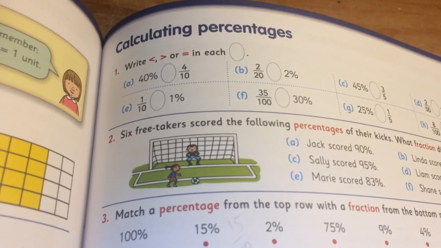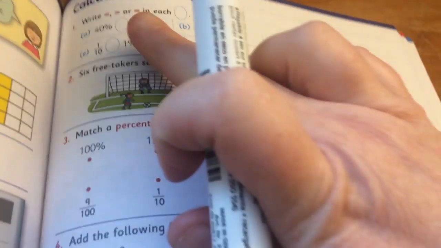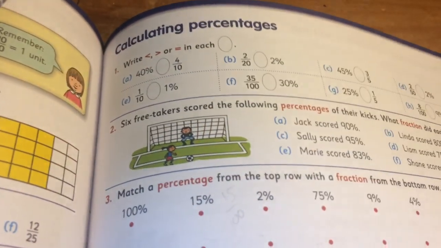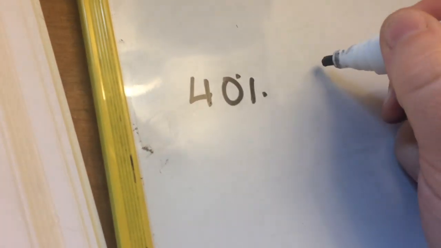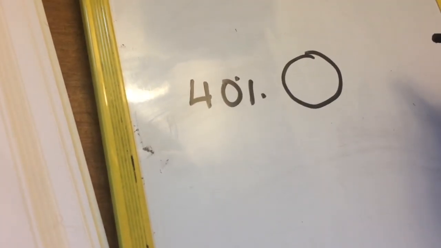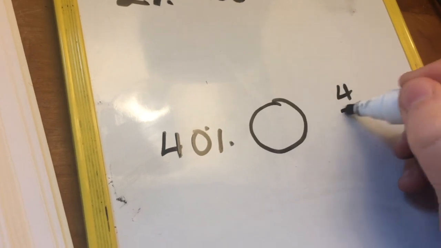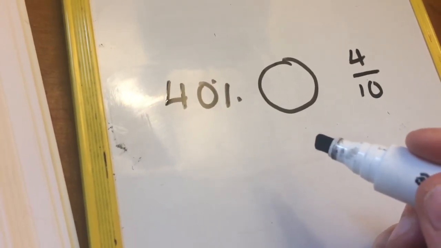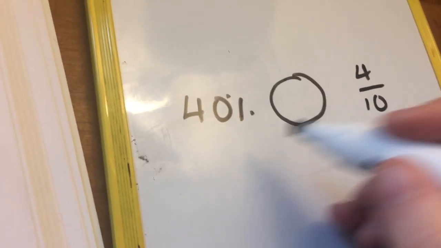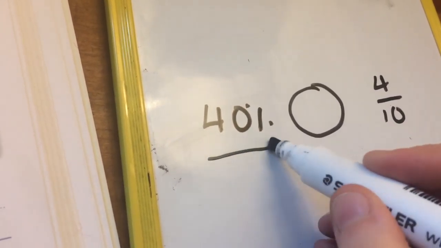So if you're looking here, that's the less than sign, that's the greater than sign, and the equal to sign. Okay, so I've got 40% here. Excuse me, my wire is in the way. So I've got 40%. I've got a little circle there, and I've got 4/10. Now the important thing is to work out what those both are in the same thing. So we'll always go with percentages.